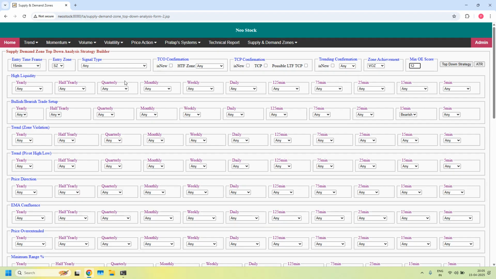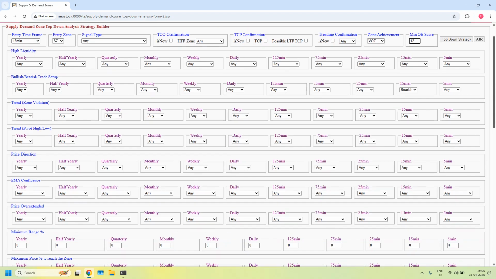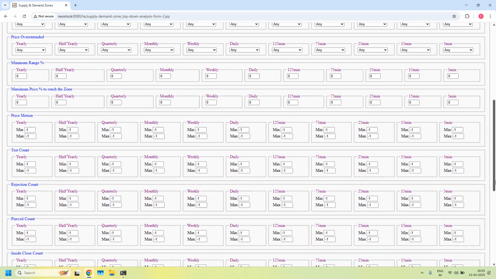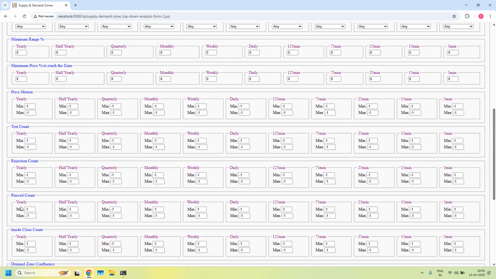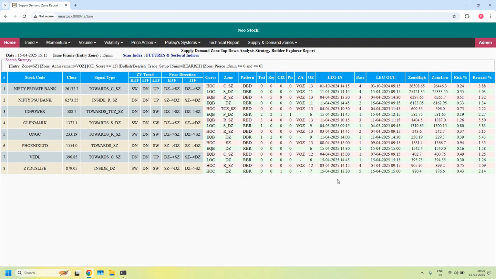And also the 15 minute supply zone should not be pierced. So in the pierced count, at 15 minutes time frame, minimum value 0, maximum value 0. With these filters, we got 8 stocks. These 8 stocks are supporting the bearish trade setup for daily income trade.